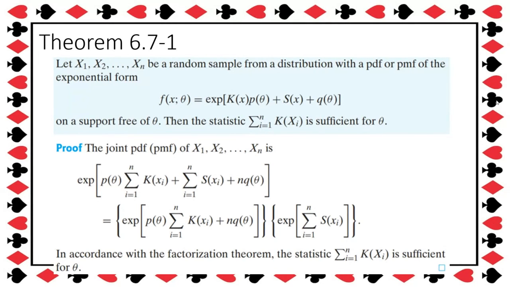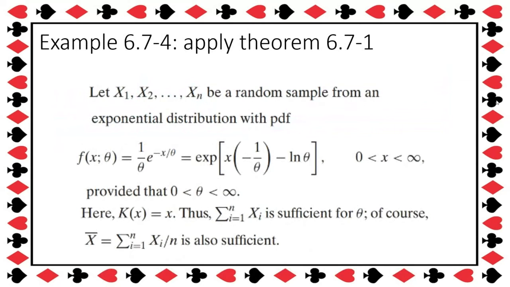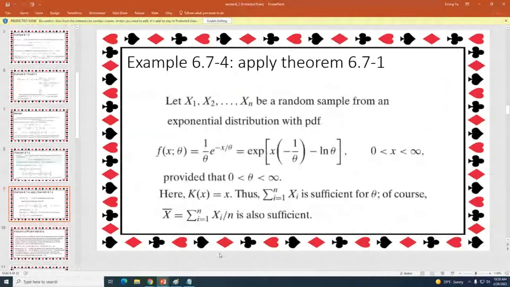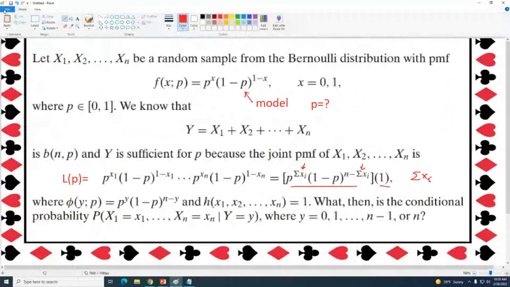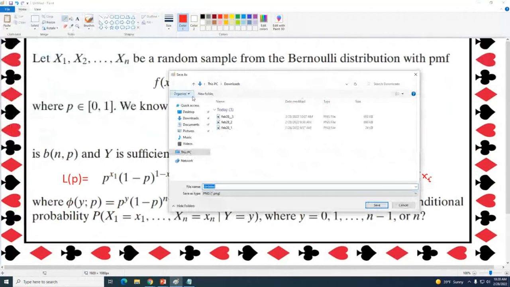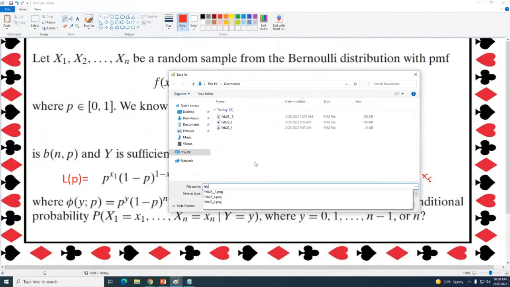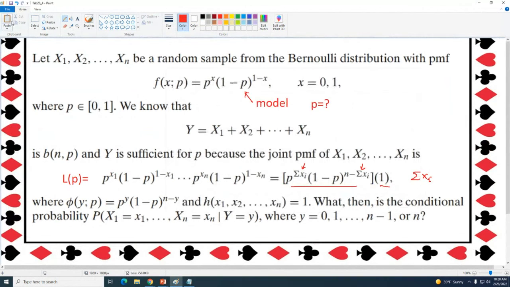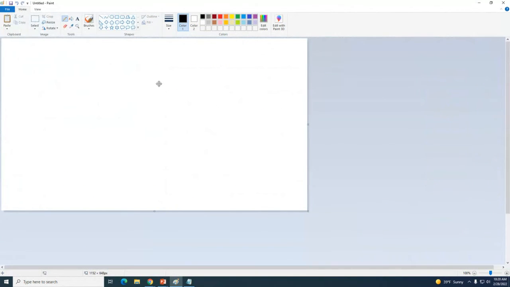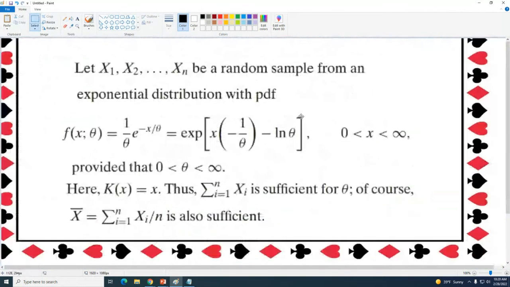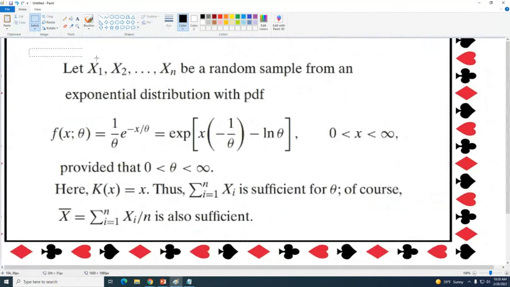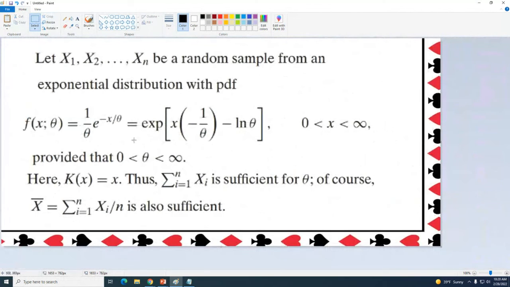Okay. So I guess we can see that with this example. For example, we're looking at the exponential. In this case, s of x is 0 because there is no function of x by itself. So we try to rewrite this. We're hoping to write it into the form.